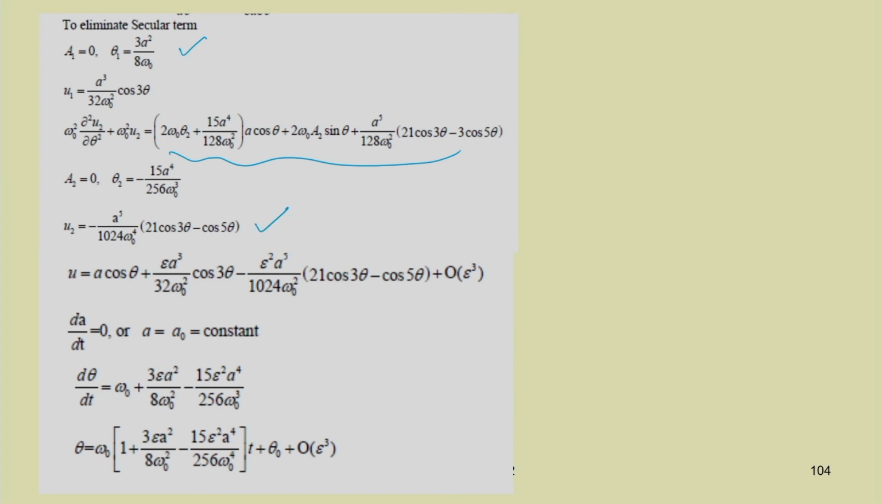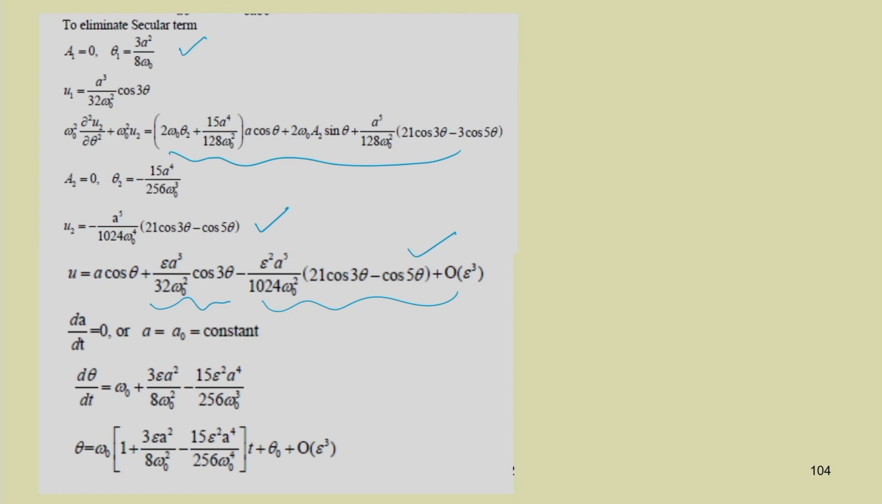By substituting all this, one can get the solution in this form, that is u equal to a cos θ plus epsilon u1 plus epsilon squared u2, with this term for u1 and this term for u2. Here we got the condition that dA/dt equal to 0, so a equal to a0 is constant. dθ/dt equals ω0 plus 3εa²/(8ω0) minus 15ε²a⁴/(256ω0³).